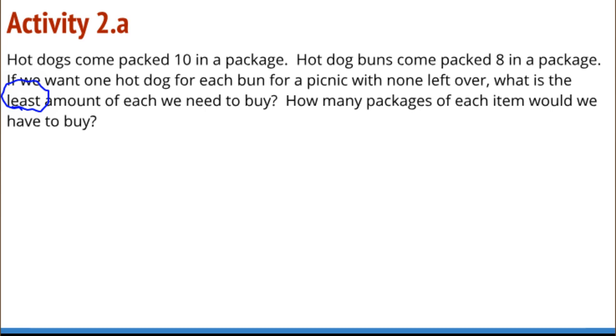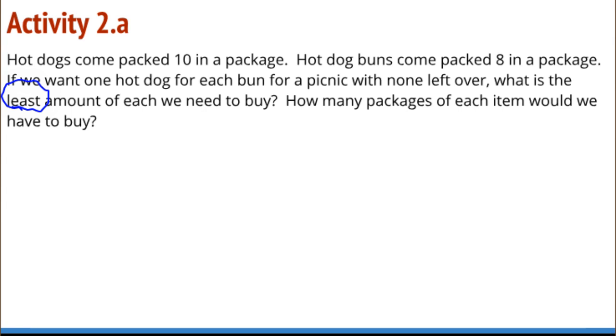All right. What is the least amount of each we need to buy? How many packages of each item would we have to buy? All right, so what we're looking for here is a least common multiple, a number at which these two intersect with each other. And then we're asking ourselves, what do I have to multiply each of these by? So slightly different than the equivalent ratios, but we still have a ratio embedded in here. All right, so least common multiple.